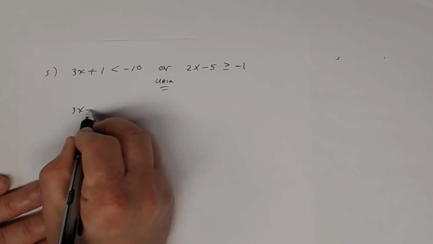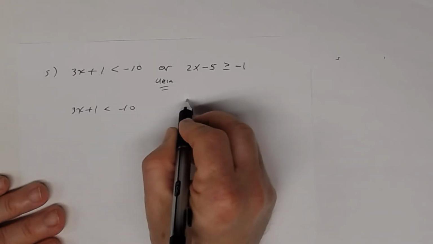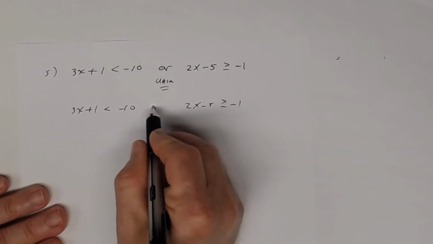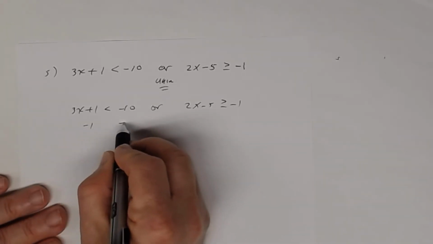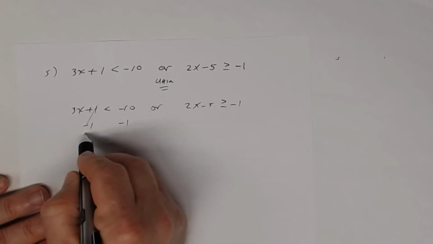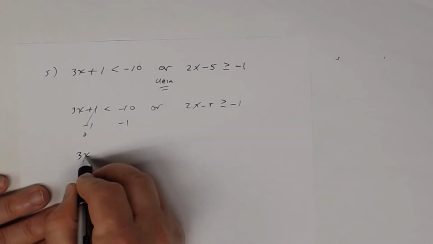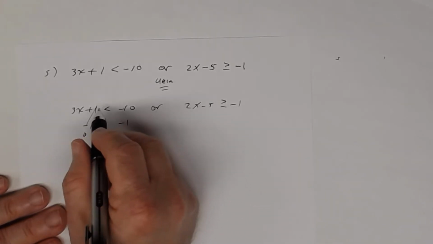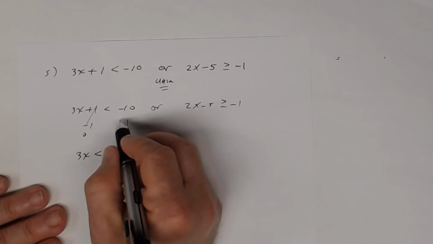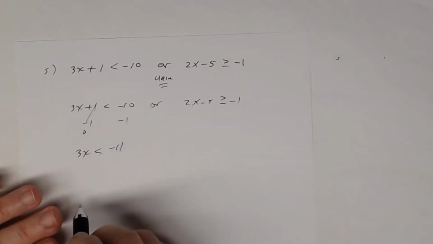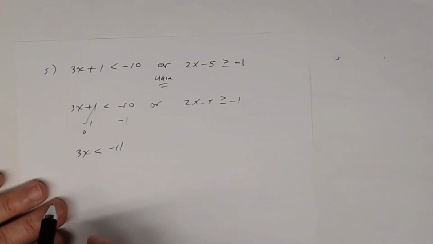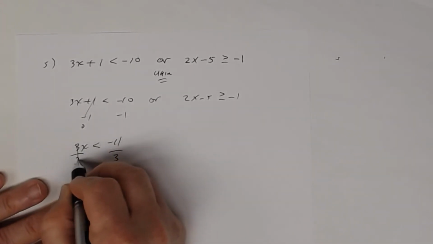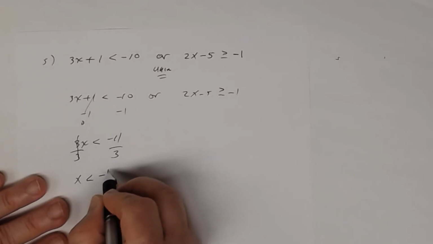So I have 3x plus 1 is less than -10. And then 2x minus 5 is greater than or equal to -1. So I'm just rewriting it over. So remember, that's an OR statement. So I'm going to subtract 1 from both sides, and then when I combine like terms, this is 0, I get 3x is less than -11. So I'm going to end up with a fraction, but that's okay. I did not mean to put a fraction here. I'm just going to leave it like it is. And then dividing both sides by 3, I get x is less than -11/3.